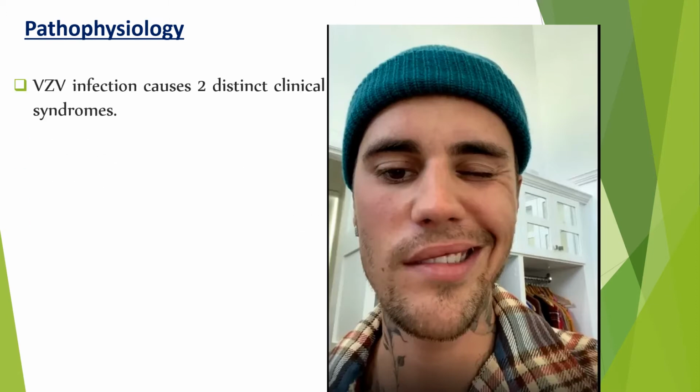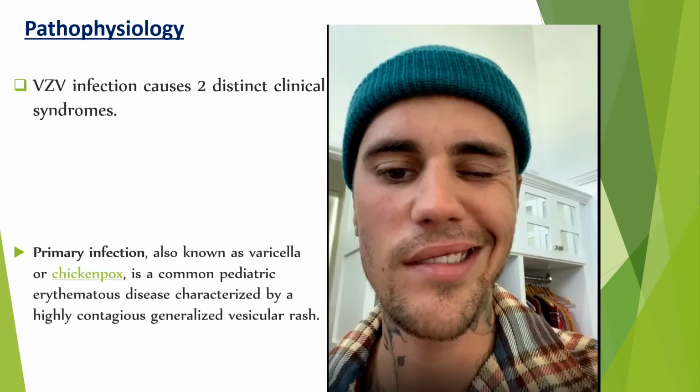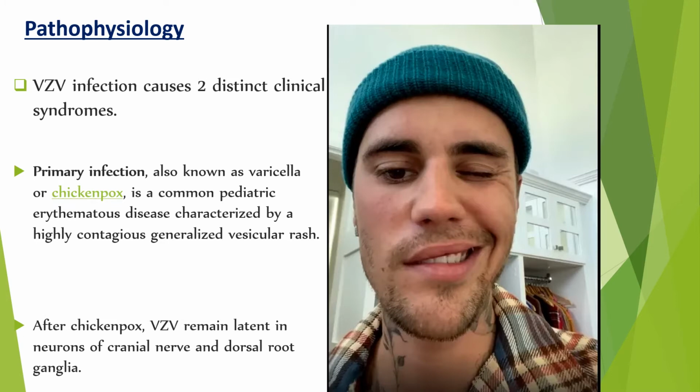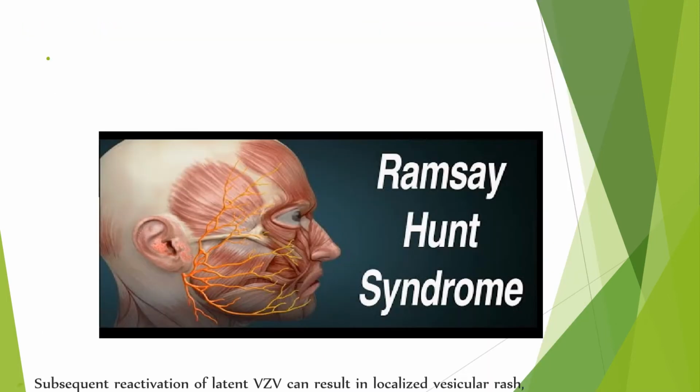When we look at the pathophysiology, varicella zoster virus infection causes two distinct clinical syndromes. The first is primary infection, also known as varicella or chickenpox. It is a common pediatric erythematous disease characterized by a highly contagious generalized vesicular rash. After chickenpox, varicella zoster virus remains latent in the neurons of the cranial nerves and the dorsal root ganglia.